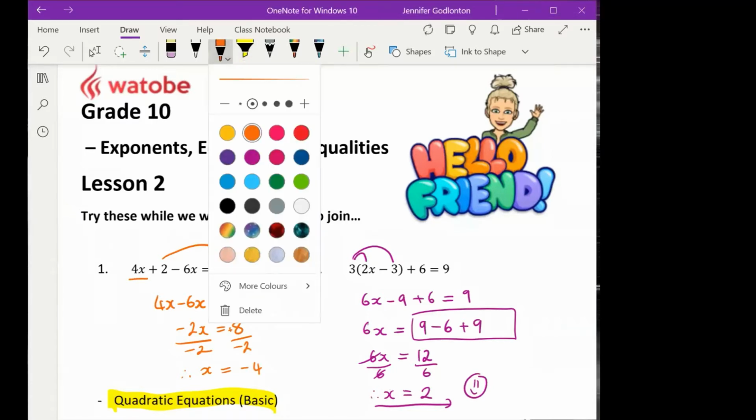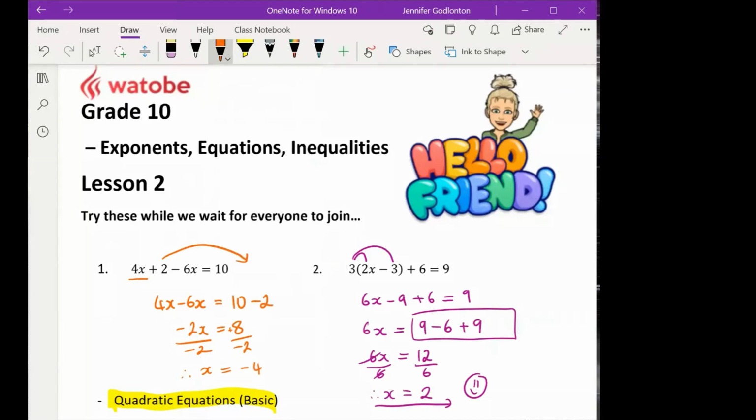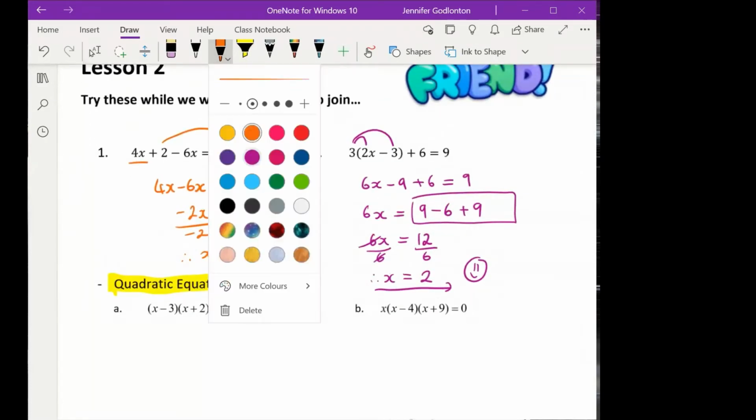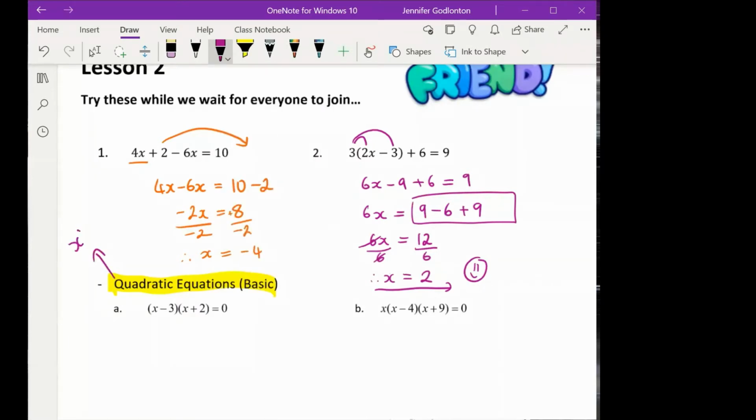But the most important thing with quadratic equations, I can't stress this enough, is that whenever we have a quadratic equation, we have an x squared involved. And when we have an x squared involved, it means we need to factorize. And we're going to get 2 answers. Now, sometimes our answers are the same as each other. So we could have x is equal to 1, x is equal to 1, but we will always get 2 answers.